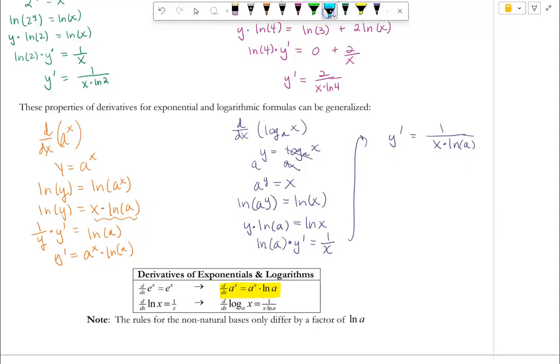So our general rule, and we probably just want to memorize this rule, is that the derivative of a log of any base of x is 1 over x times the natural log of that base. And when I say times, I mean it's in my denominator. So 1 over x times 1 over ln of a.